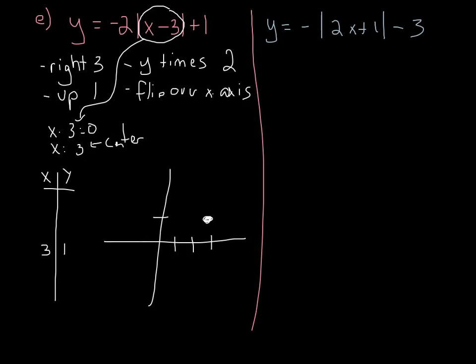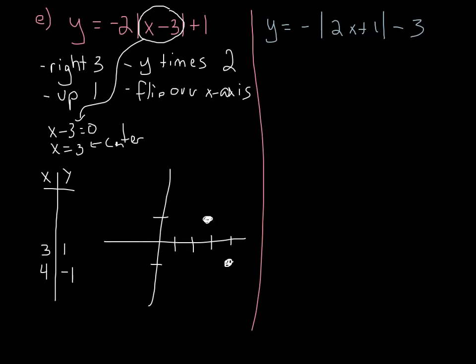Now don't just go up 1 over 1, because remember you got this 2 out front that is messing stuff up for us. So let's plug in 4. Well, 4 minus 3 is 1. Absolute value of 1 is 1 times negative 2. Well, that's negative 2 plus 1 is negative 1. So 4 actually gives us negative 1. So notice the slope is not up 1 over 1 anymore. It's actually down 2 over 1 because it's been flipped and the y's are times 2.